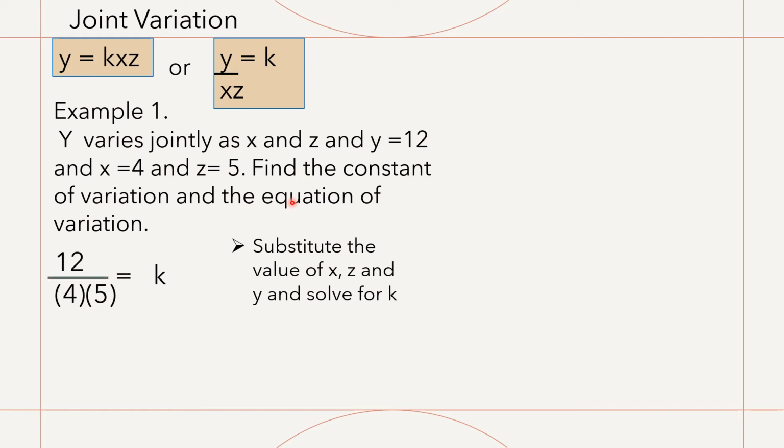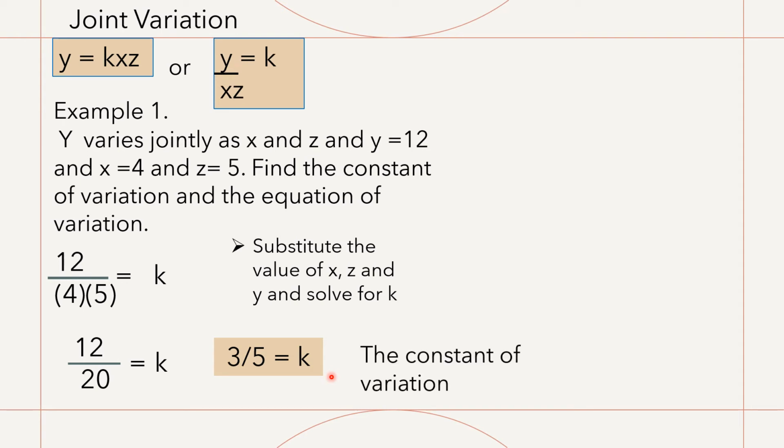So substitute the values of x, z, and y to solve for k. So what is the first set of our given? Our y is 12. So there is y, and x and z in the denominator, 4 times 5, the values of x and z. So k is equal to 12 over 20. And we can reduce this to lowest terms by 4. 12 divided by 4 is 3, and 20 divided by 4 is 5. So k is equal to 3/5.